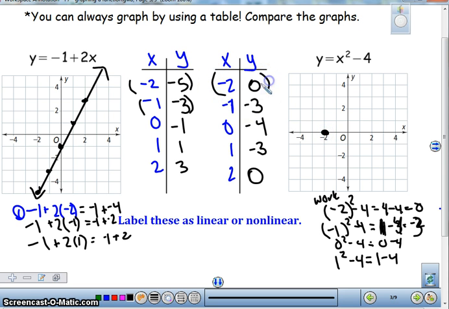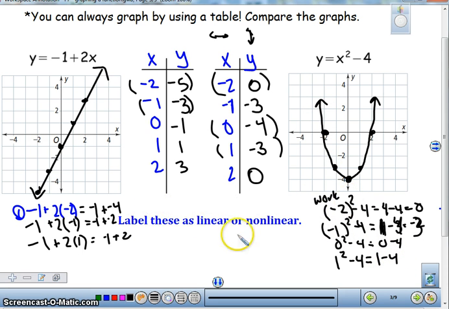Remember, x always tells you to move left and right on your graph, y up and down. -1, -3, 0, -4. And again, remember, these are all ordered pairs. 1, -3, and 2, 0. So if we're looking at this graph, it's kind of a big U-shaped graph. This is called a parabola. Next year in algebra, you work on it with your quadratics.